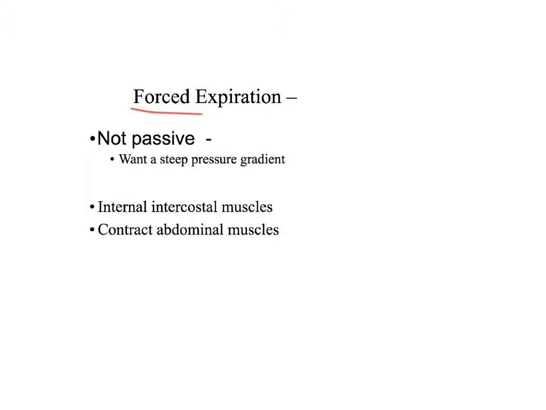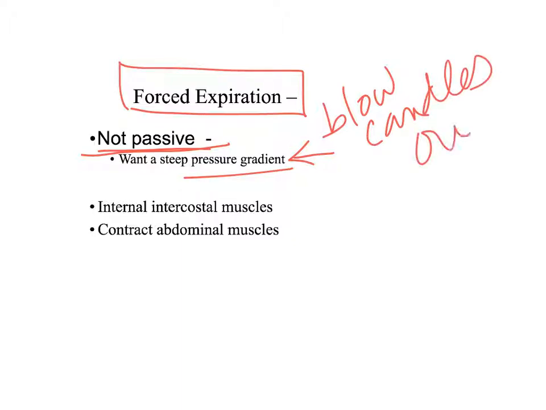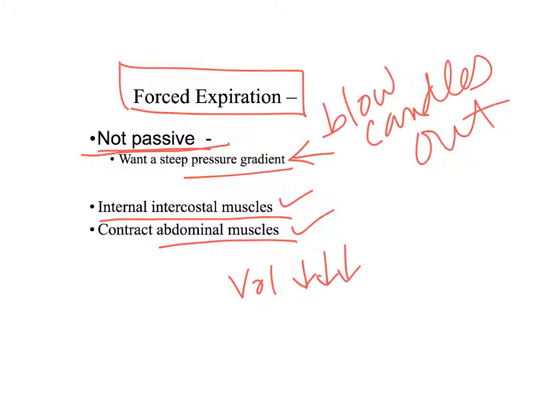Now, forced expiration is not a passive process. We want to blow the candles out, so we actually use more muscles. We use the internal intercostal muscles, and we contract our abdominal muscles to blow it out. That's going to cause the volume of the thoracic cavity to decrease drastically.